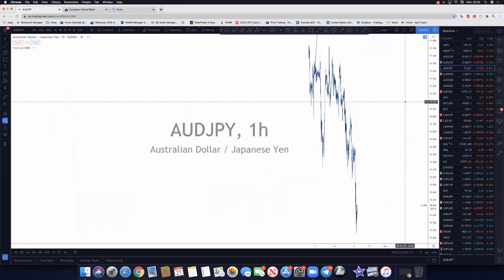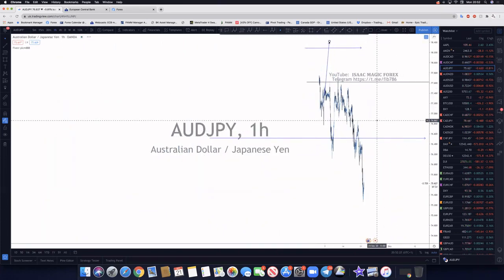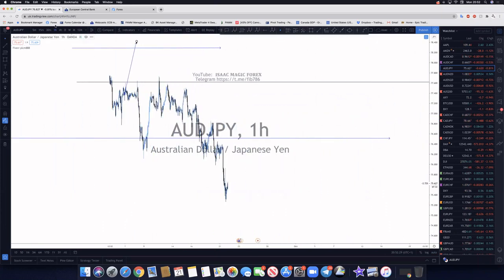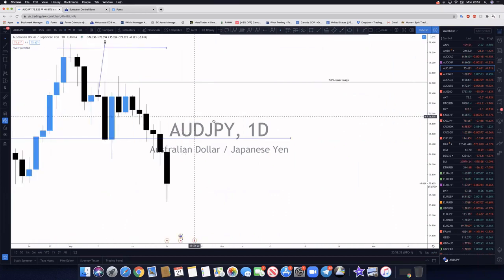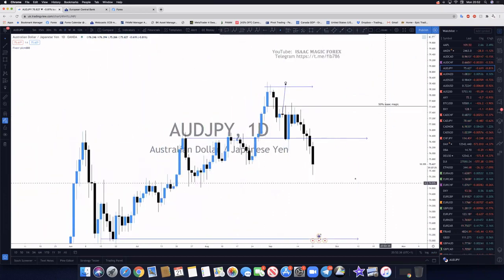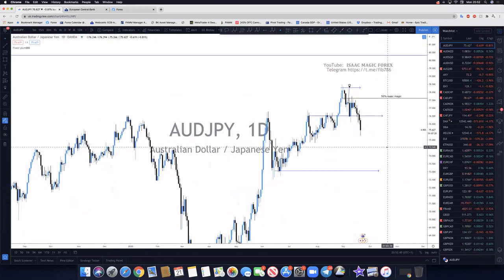Aussie yen as well. We went for sell. I don't know if I posted these setups in the channel, but me personally, I was looking for sell with all the yen pairs. So yeah, here it is. It's making correction, pullback. We're gonna sell. This is our target.